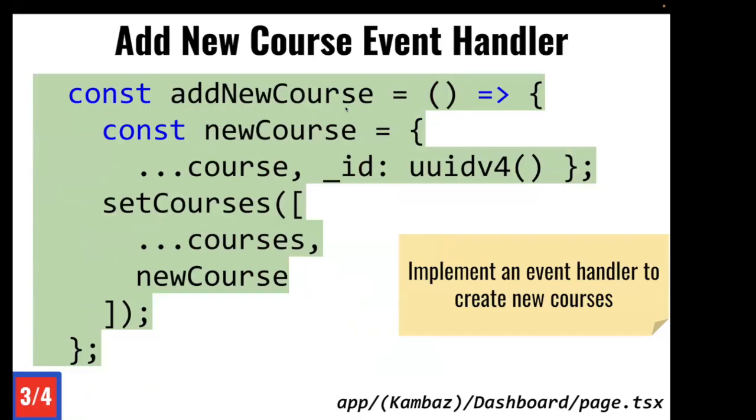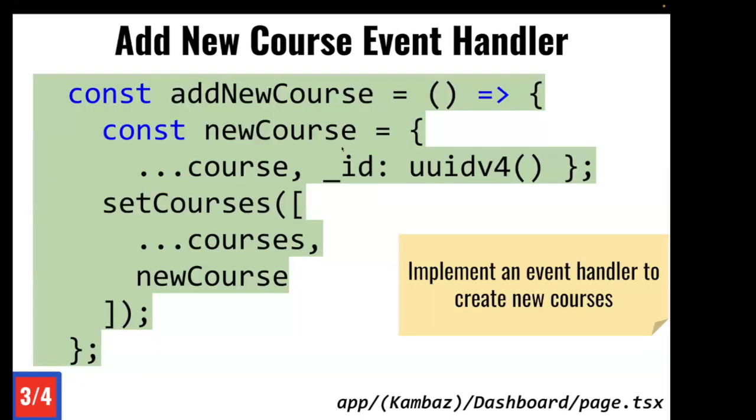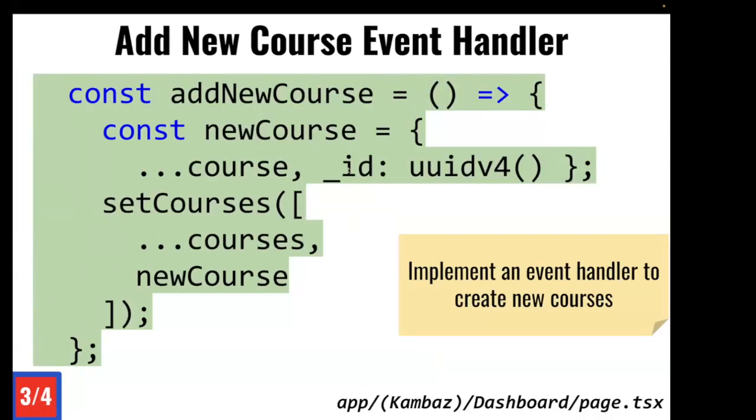So the add new course function here is going to be an event handler that, when we click on an add button, we're going to invoke this function. What it's going to do is create a new instance of a course. It's going to copy over from the template of course that contains the default name, default number, default ID. And then we're going to override the ID. We're going to keep all the default values, the default name, number, start date, and whatnot. But we are going to override the primary key to make sure that it is unique.